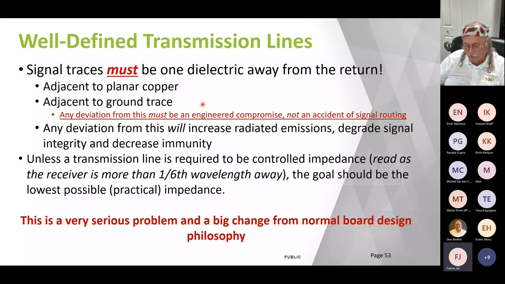The only time you need to worry about controlled impedance is if the driver and receiver are farther apart than a quarter wavelength. That is the absolute maximum, but I use a sixth wavelength for my designs so that there's some flexibility with component placement. The idea is that you want to make sure you don't have ringing happening because of the distance between the driver and the receiver.